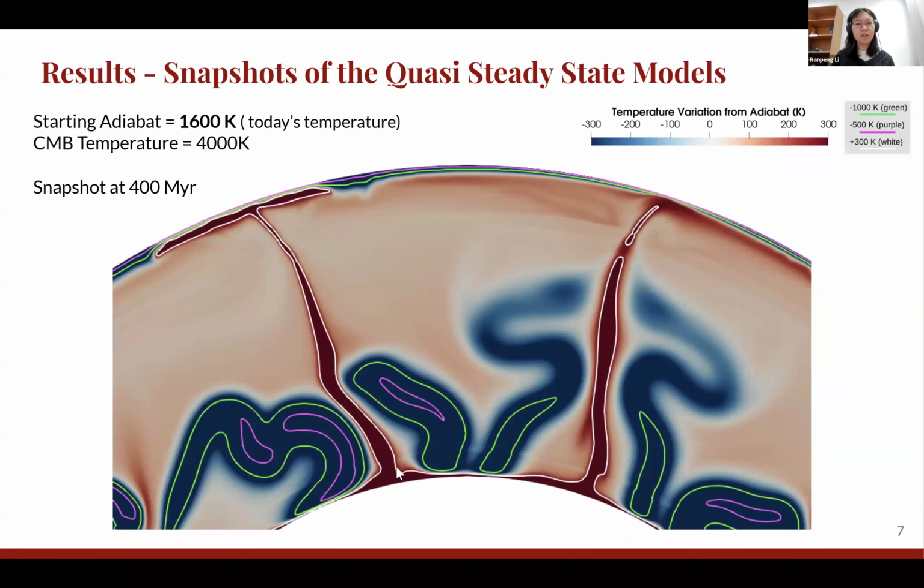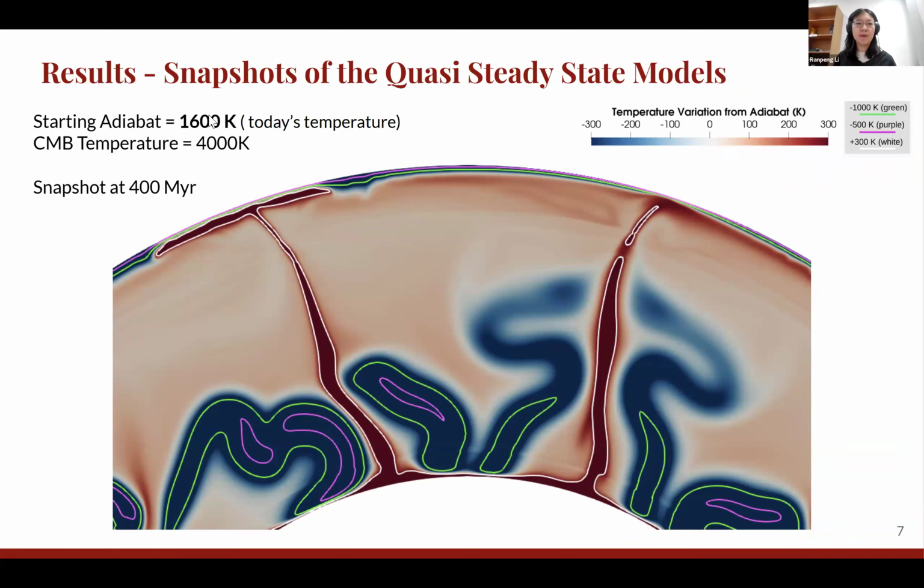So now let's move on to the results. We will be looking at 3 different quasi-steady state models that each has a different starting mantle potential temperature. So they can represent Earth at different stages of its cooling. The first one, the current one, has a starting adiabat of 1600 Kelvin, so it can represent today's Earth.